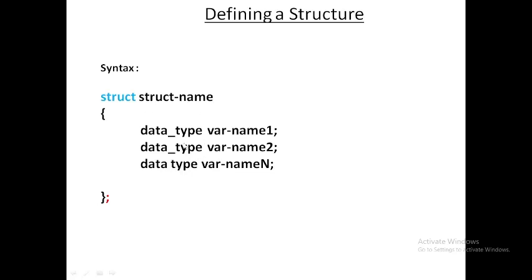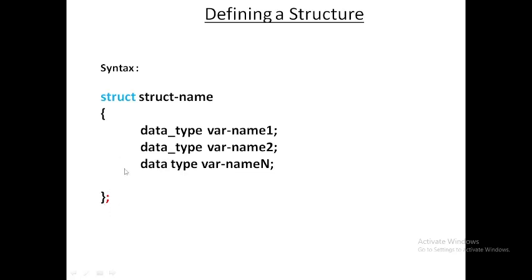This is the syntax. First the struct keyword. The struct keyword is compulsory. Then the structure name. You can give whatever name you want. Then data type and the variable name. This structure has three variables. You can create any number of variables. And here, to end a structure, you have to put a semicolon. This is compulsory. This is the syntax.